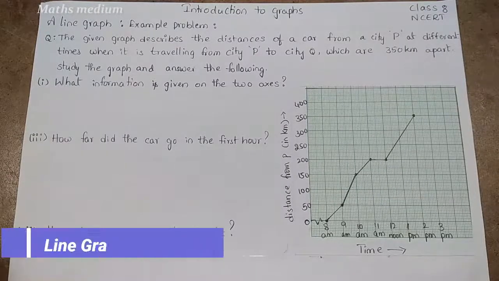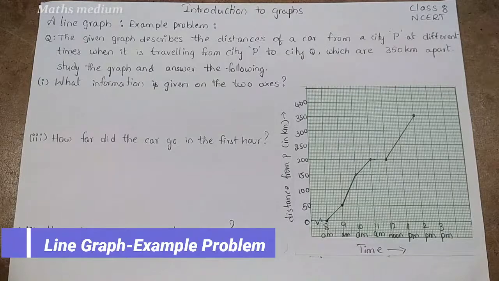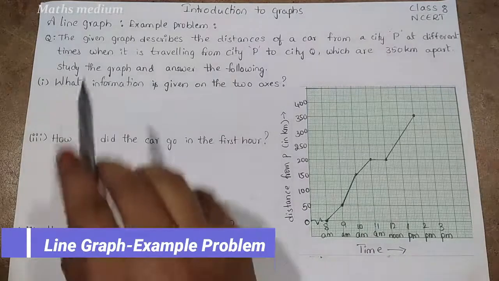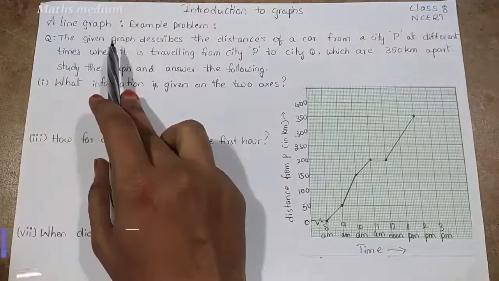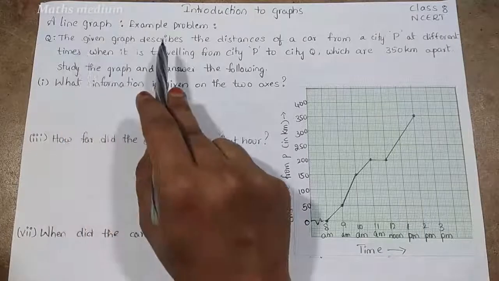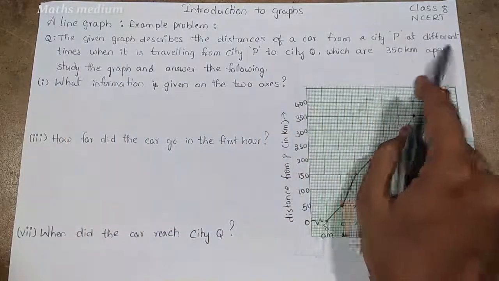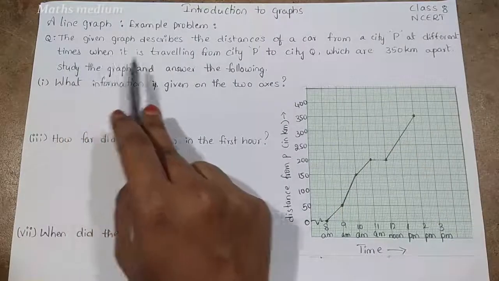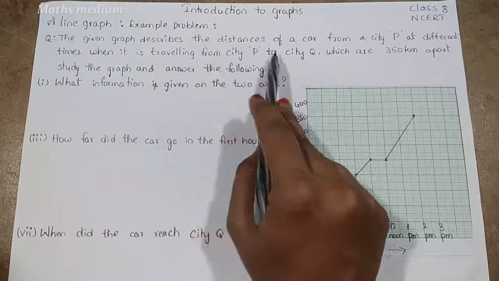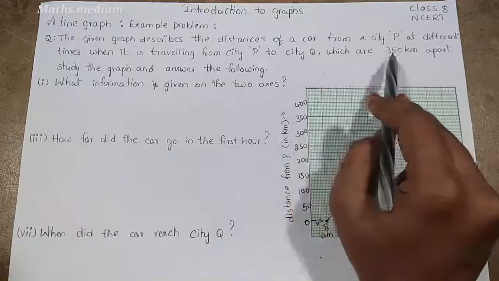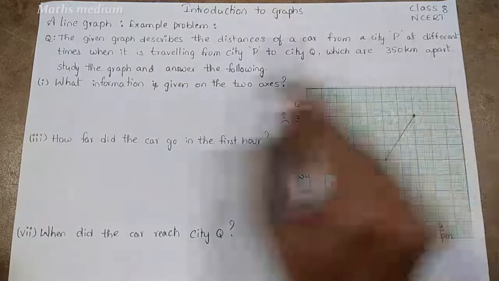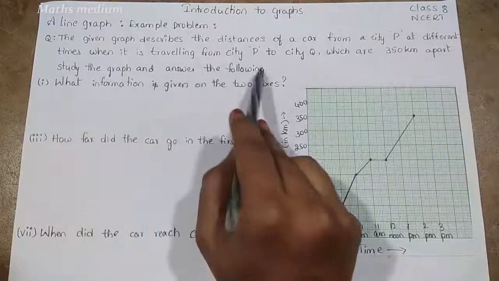Today I came with another example problem, Introduction to Graphs from 8th class NCERT. This is the example problem of line graph. Question: the given graph describes the distance of a car from city P at different times when it is traveling from city P to city Q, which are 350 kilometers apart. Study the graph and answer the following questions.